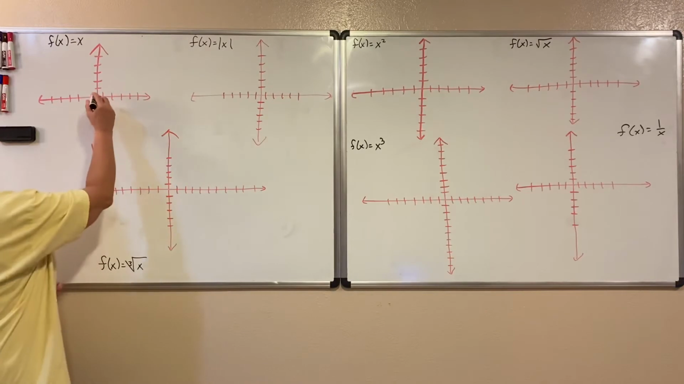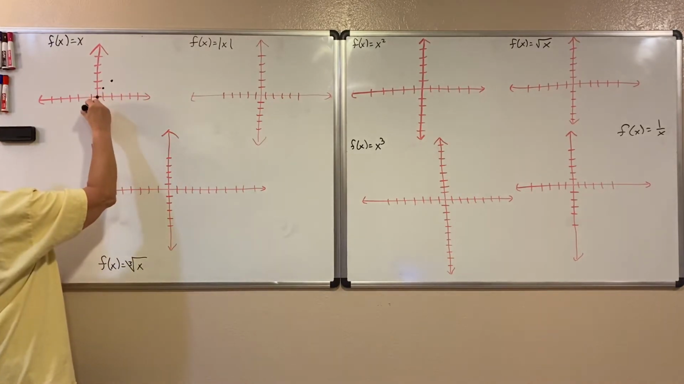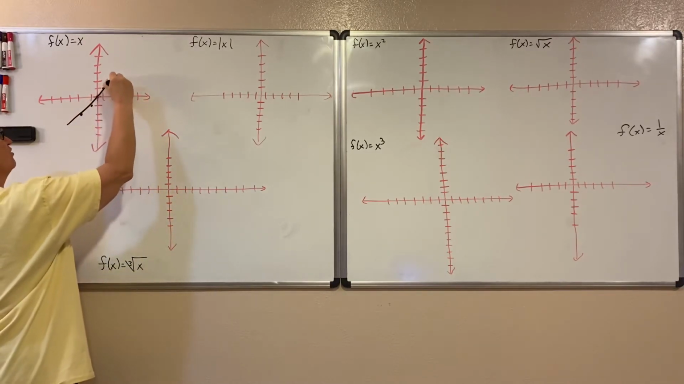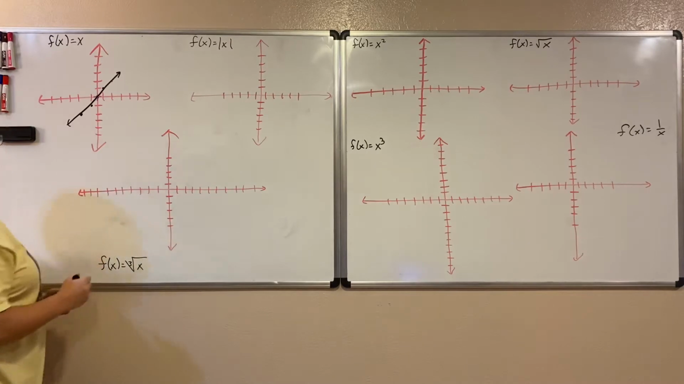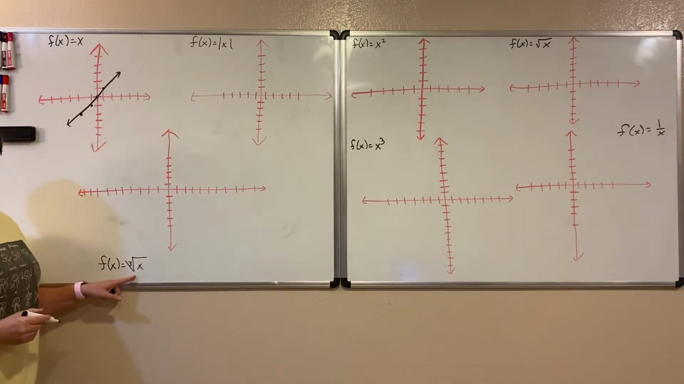I know my linear functions are at (0, 0), (1, 1), (2, 2), (-1, -1), and (-2, -2). I connect those dots and add arrows on the end. That's the linear function. This one is a cube root function.